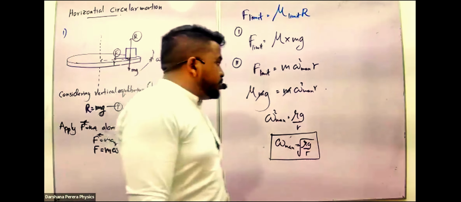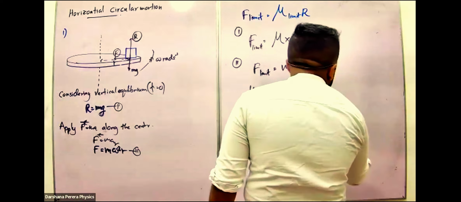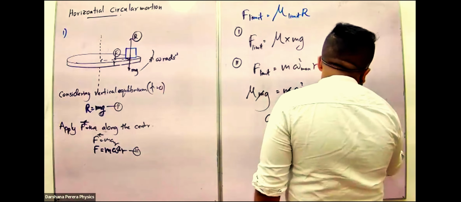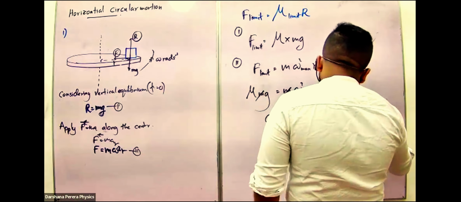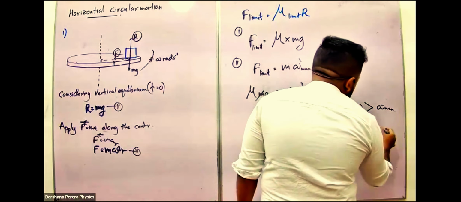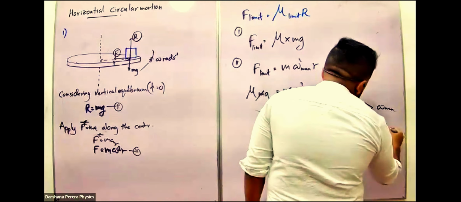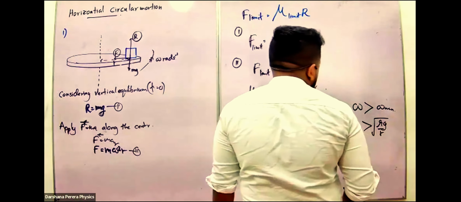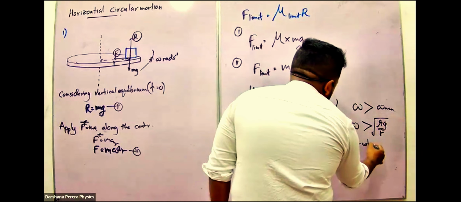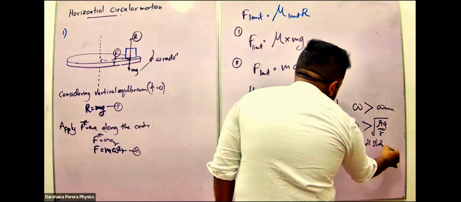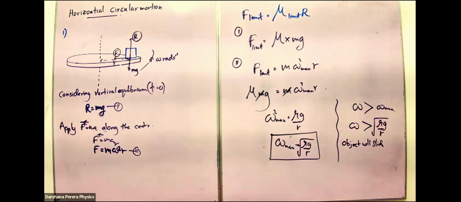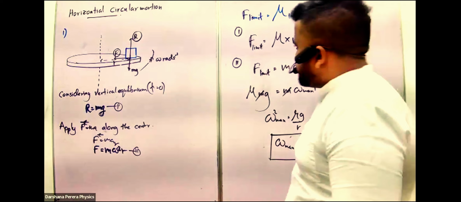When the disk has an omega greater than omega max, that means omega greater than the root of mu g over r, the object will slide. Object will slide. Okay. Write down this one.